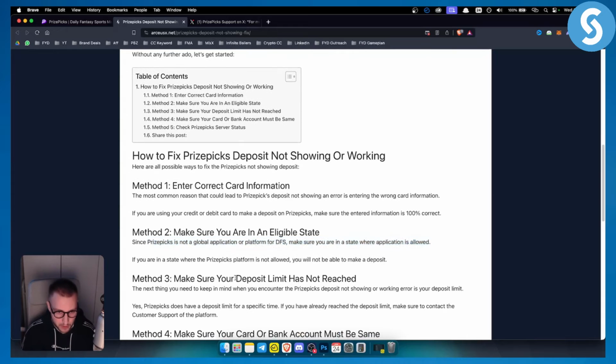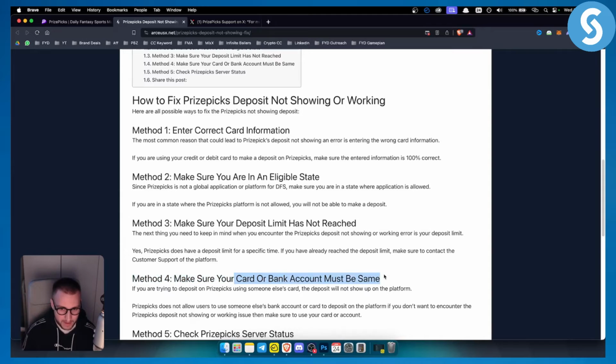Now, make sure your deposit limit has not reached as well. PrizePicks does have a deposit limit for a specific time. So if you've already reached the deposit limit, make sure to contact the customer support of the platform. You will know the PrizePicks deposit limit by going to the deposit limit on Google for PrizePicks. Make sure your card or bank account must be the same.